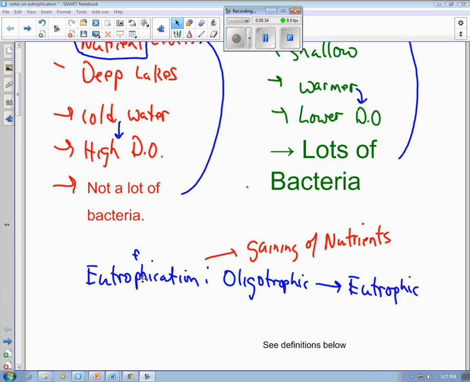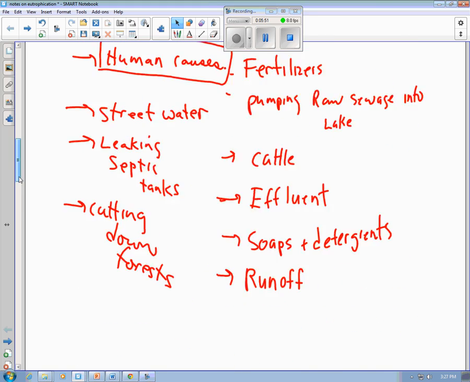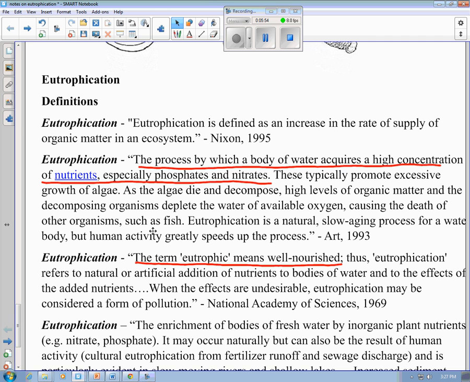Eutrophication is the name given to the changing of a lake from an oligotrophic lake to a eutrophic lake, but it's mostly about gaining of nutrients. So when a lake starts to gain nutrients, it starts to eutrophy. And down here we kind of pulled a couple of ideas. The term eutrophic means well-nourished, maybe too well-nourished in the case of a lake that's eutrophying. Eutrophication is the process by which a body of water acquires a higher concentration of nutrients, especially phosphates and nitrates.